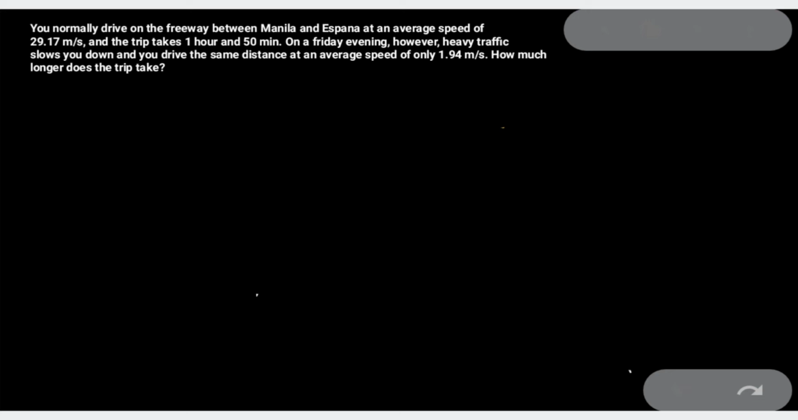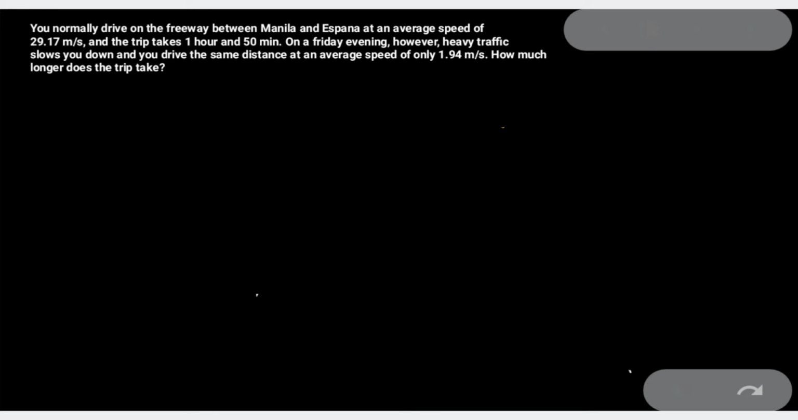In this given problem, we are looking for the time that you take when driving in heavy traffic. It is helpful to see that there is a given average speed and the time you take, which is 1 hour and 50 minutes. The first thing that we need to do is to know the distance, because what you travel on a freeway is also the same distance you travel in heavy traffic. So the first thing that we need to do is to find the distance.